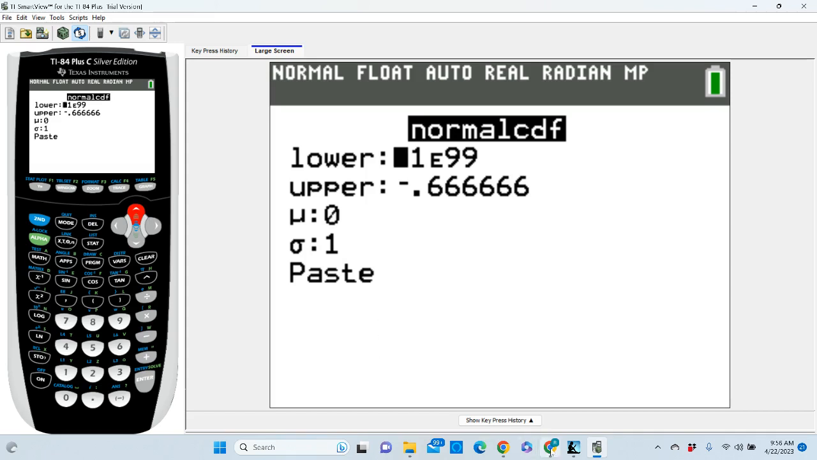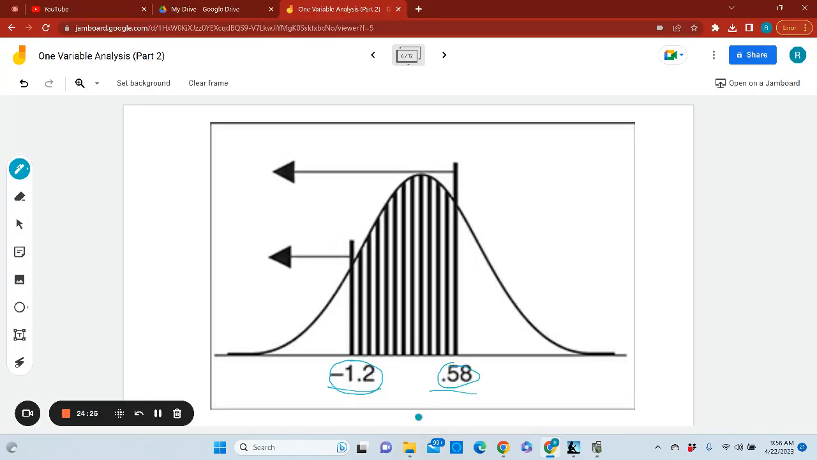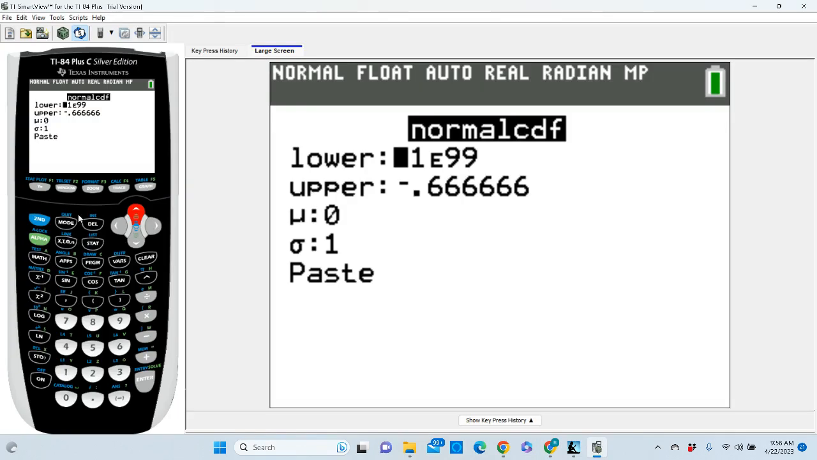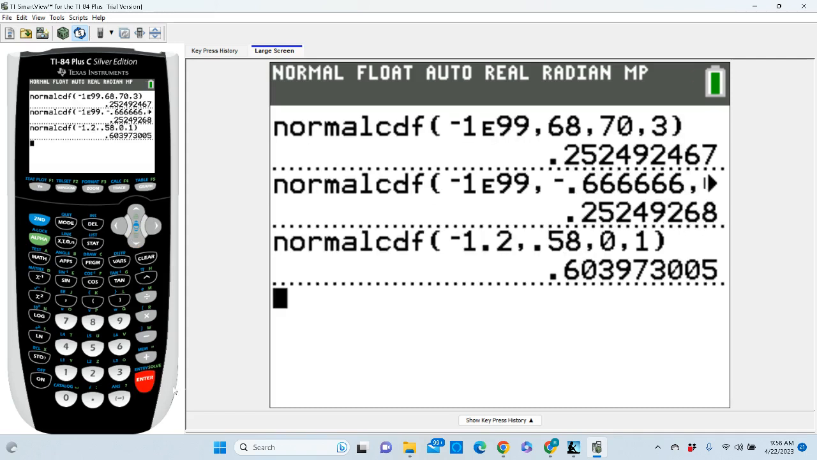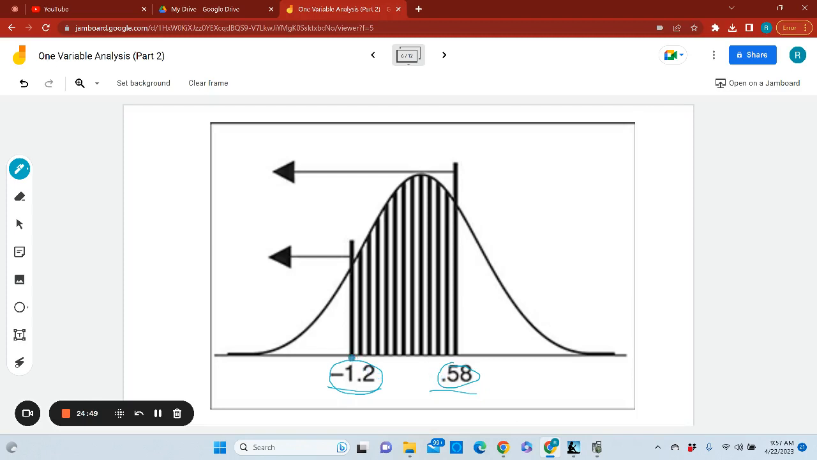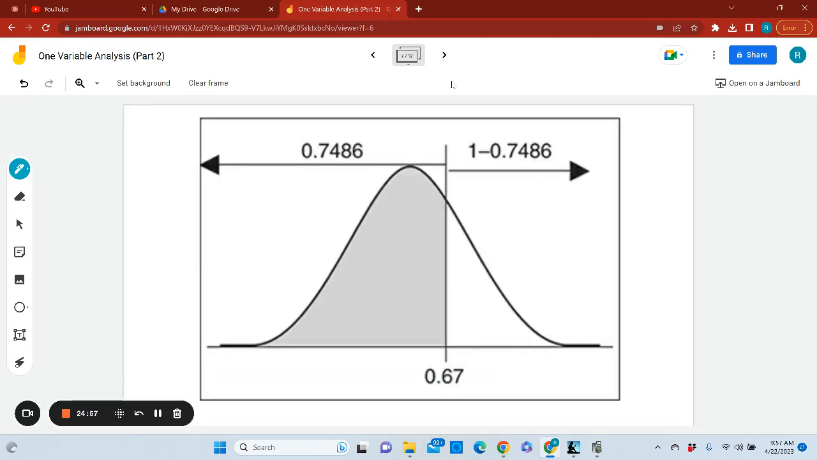So I'm going to change my boundaries here now. My lower boundary is negative 1.2. So let me put that in, negative 1.2. And my upper boundary, I think, was 0.58. And we can find out that in between those two z-scores is about 60% of the distribution. So the majority of the distribution is falling between these two scores, okay? And again, we're going to do more practice questions later.